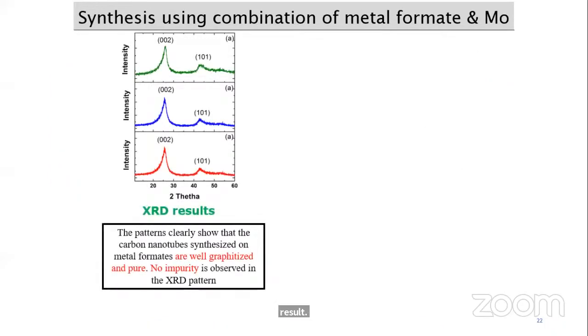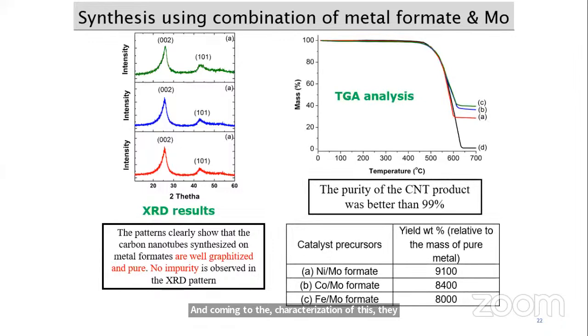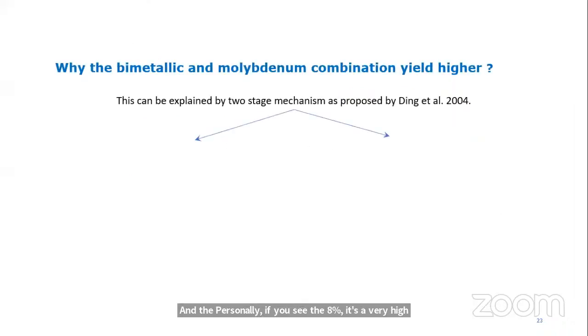And coming to the characterization of this, the XRD result shows that this is a highly graphitized material, and TGA analysis shows that the purity of the CNTs obtained by the CVD method is around 99%. And the percentage yield, if you see the weight percentage, is very high for nickel molybdenum formate. We have taken the bimetallic along with the molybdenum combination, and that gives a higher result.